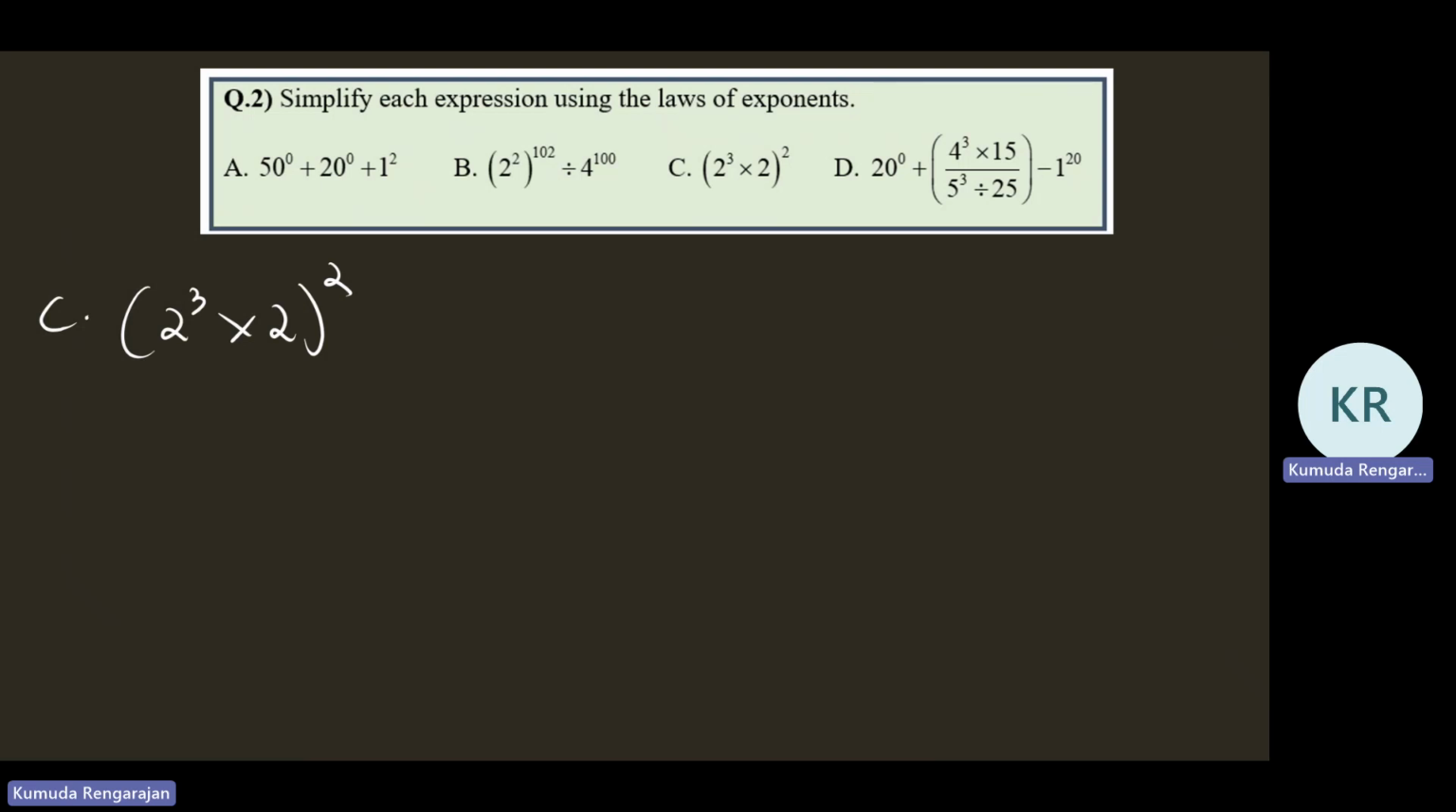Off means multiplication. So 2 to the power 3 into 2, the whole power.